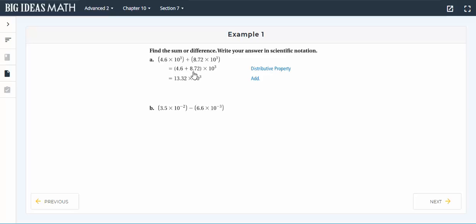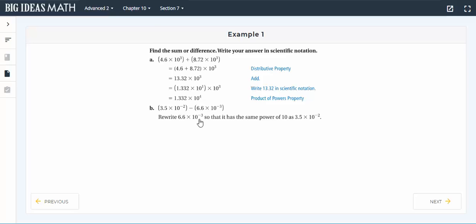So I'm going to basically distribute. And then I'm going to take that number times 10 to the first times 10 to the third because it became more than 10. So I have to move that decimal over 1. So then my final answer will be 10 to the fourth because this first number has to be between 1 and 10. This one here, we're going to subtract.